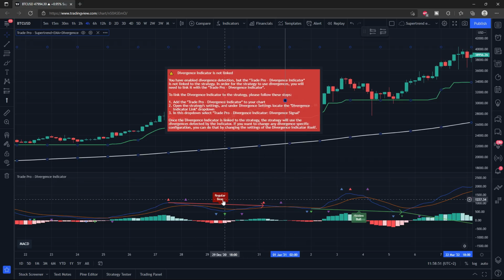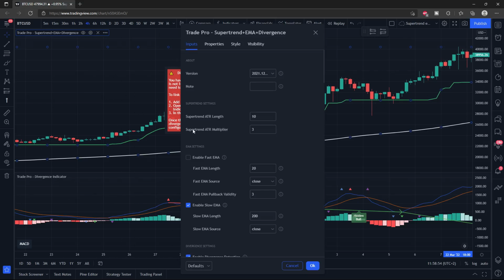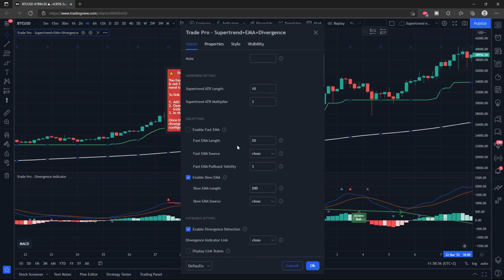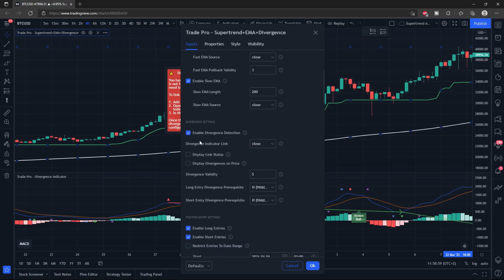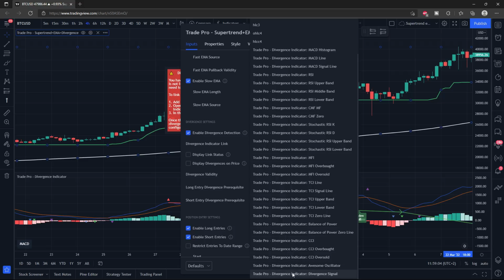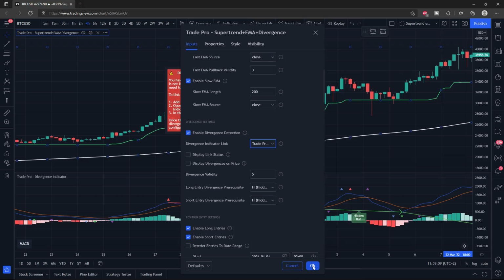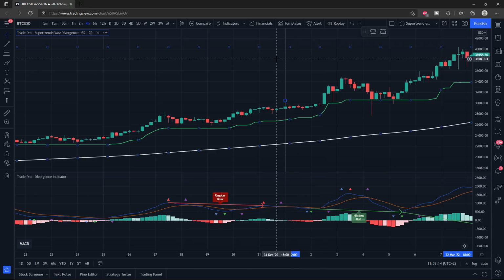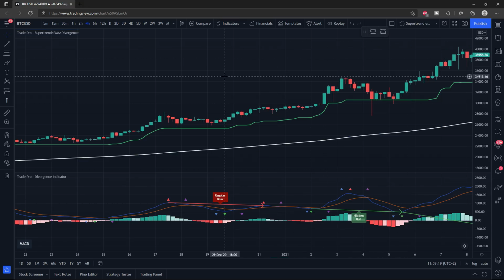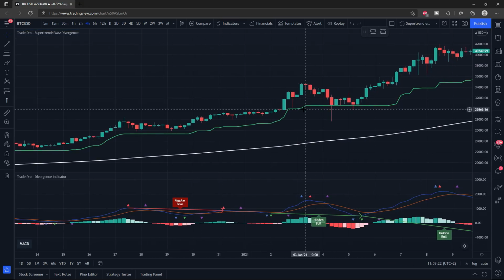But now that we have this on the screen, we can go back into our settings for the actual strategy and select under the divergence detection section, the divergence indicator link, and then set it to TradePro divergence indicator divergence signal. So what this is going to do is actually make it so the strategy can only enter when you also have the confirmation from the divergence. So you need to see divergence and the super trend green and the price above the 200 EMA in order to enter a long position.